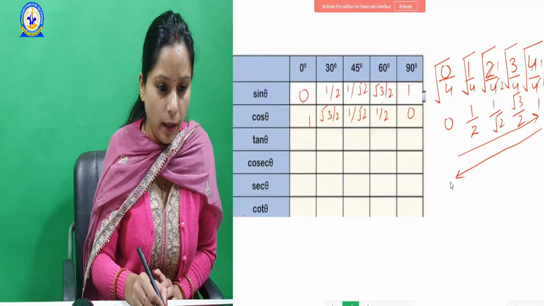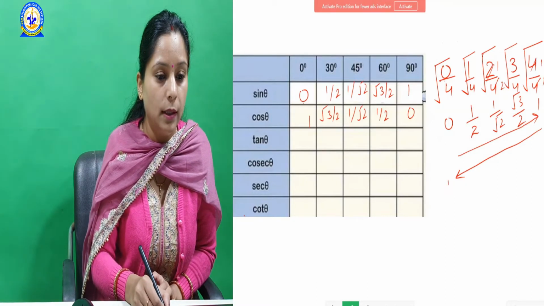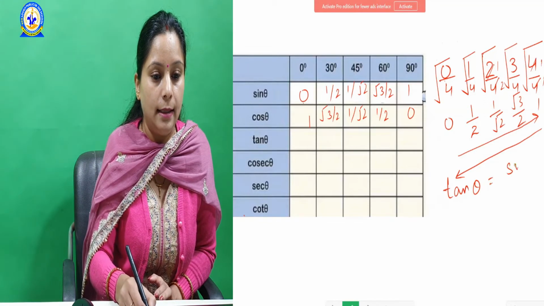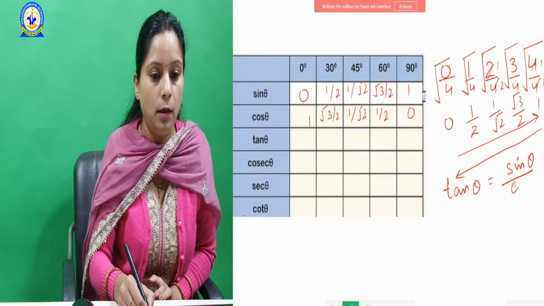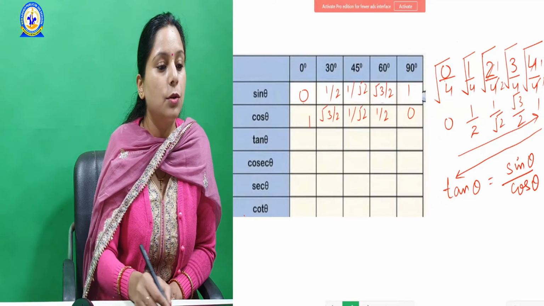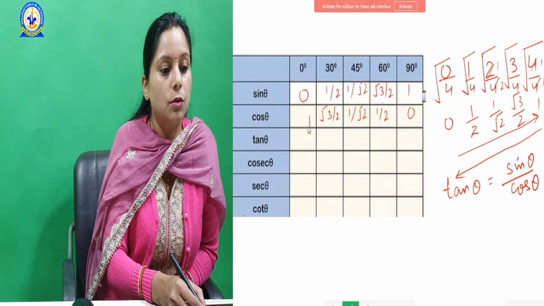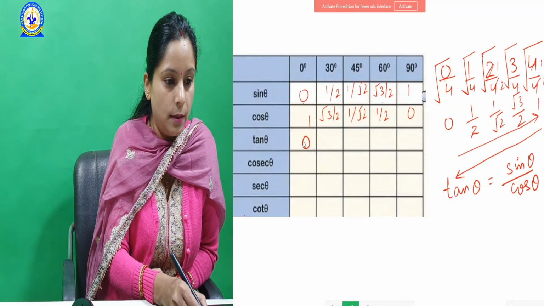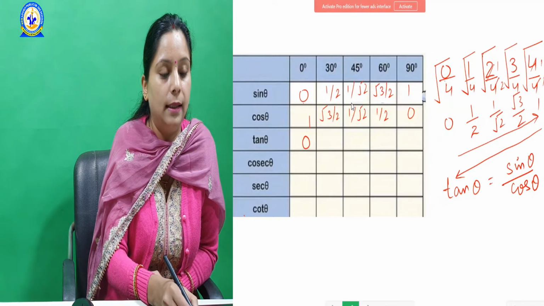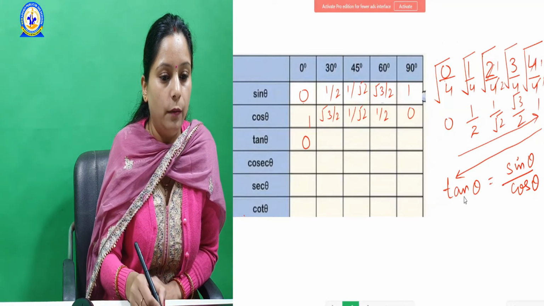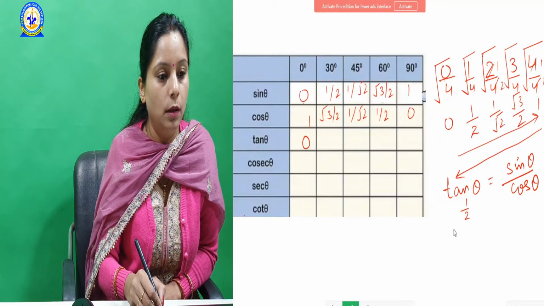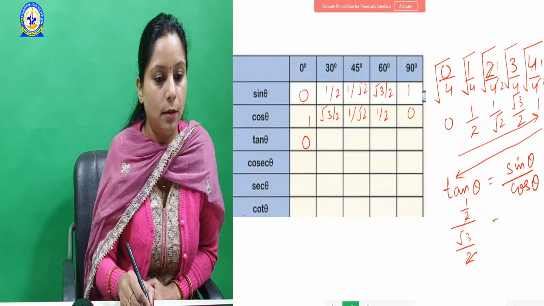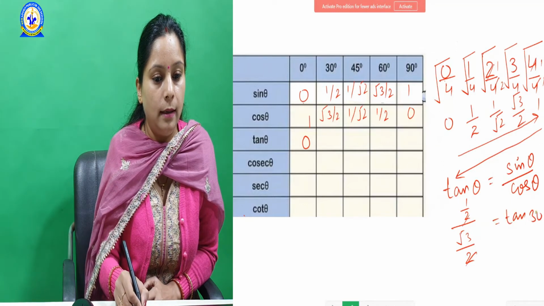Now in my last video I also told you that tan theta can be written as sine theta upon cos theta. So we have the values of sine and cos. 0 upon 1 is 0, so tan 0 is 0. We will divide the values of sine 30 and cos 30. When you divide 1 by 2 upon root 3 by 2, you can see the 2s get cancelled. So this is the value of tan 30 degrees.